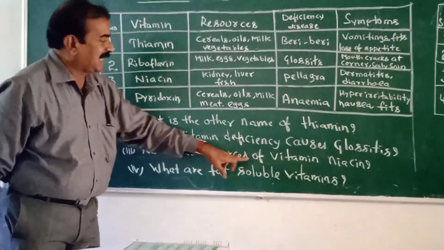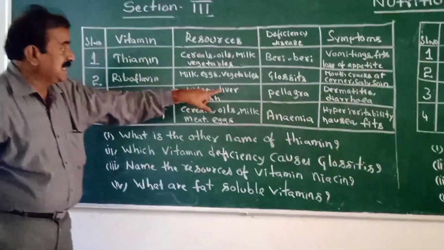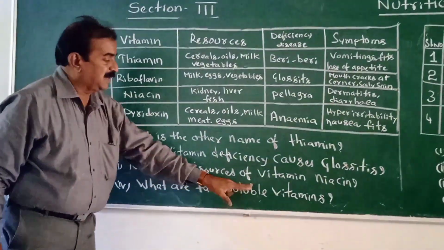Third question: name the sources of vitamin niacin. Niacin is present in kidney, liver, and fish.